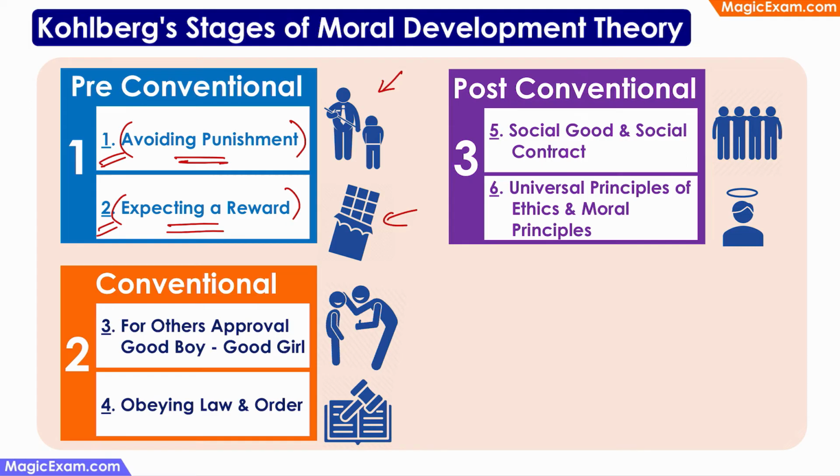In stage 3, children are now looking for others' approval. That is, if they do the right thing, they are expecting that they will be called a good boy or a good girl by others. And that is driving their moral decisions.